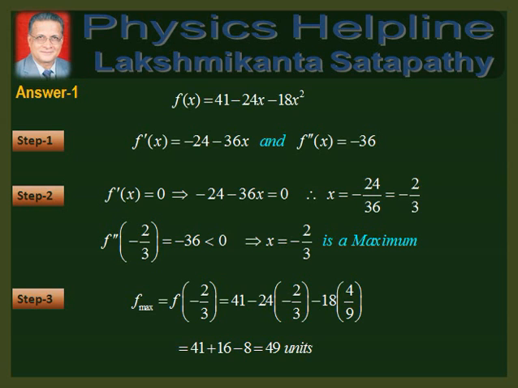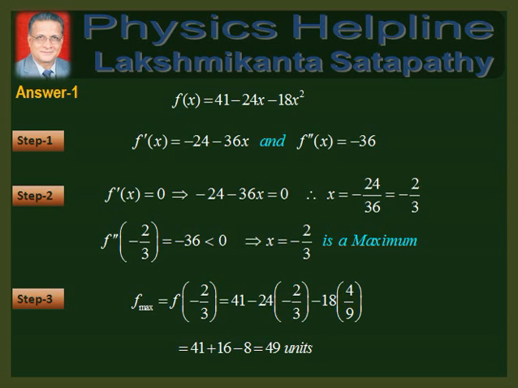In the first question, the given profit function is f(x) is equal to 41 minus 24x minus 18x squared. In the first step, we differentiate the function twice, which gives f dash x is equal to minus 24 minus 36x and f double dash x is equal to minus 36. In the second step, we solve the equation f dash x is equal to 0 to get the critical point x is equal to minus 2 by 3.